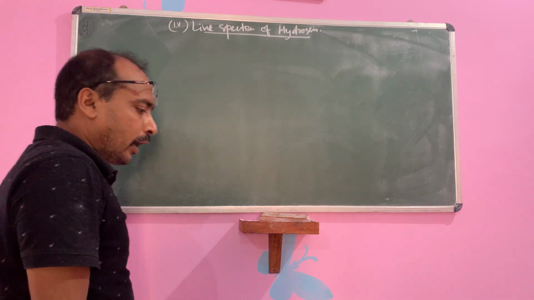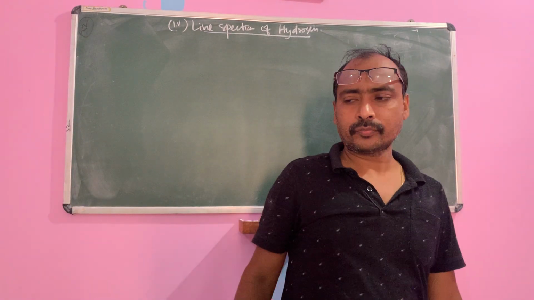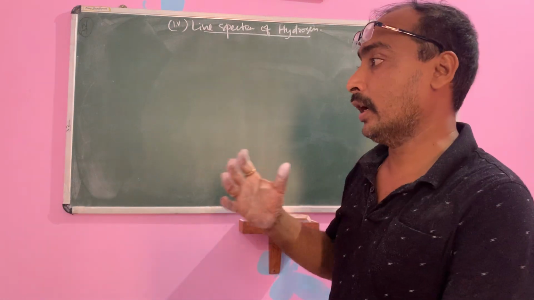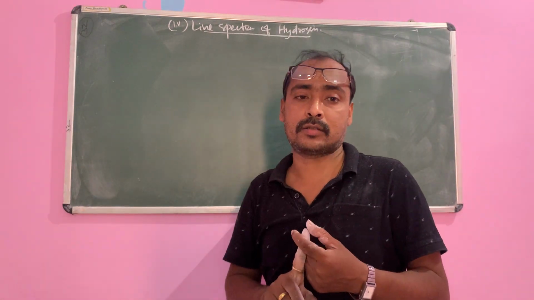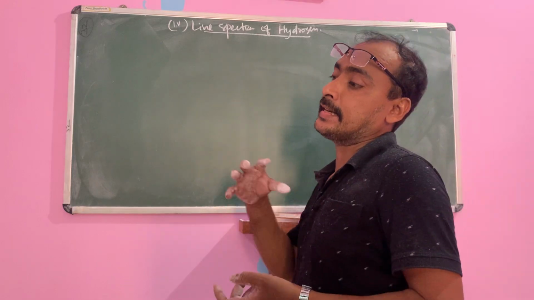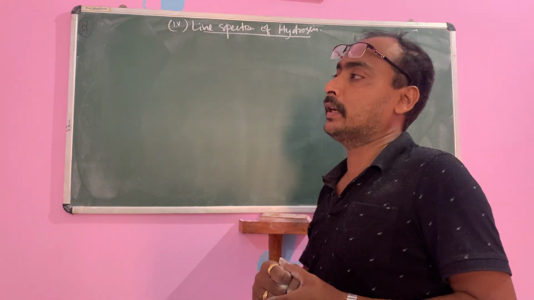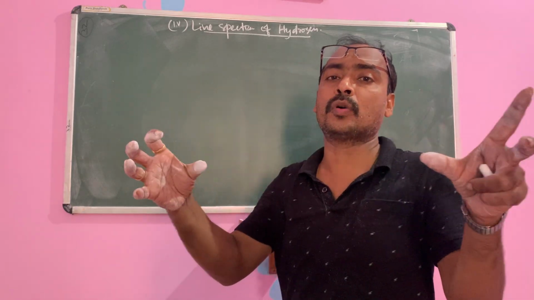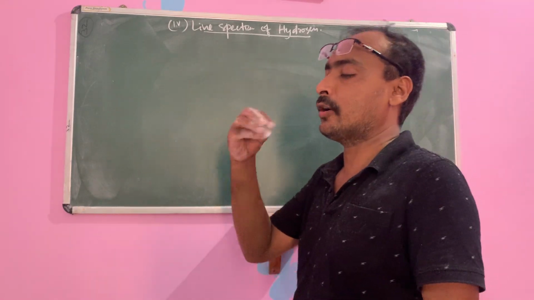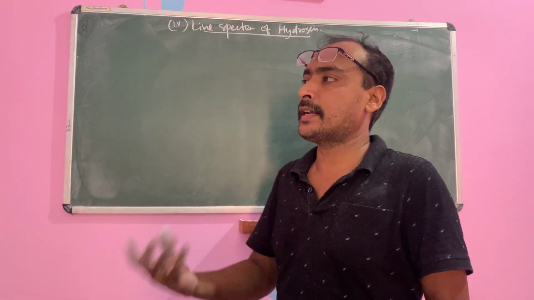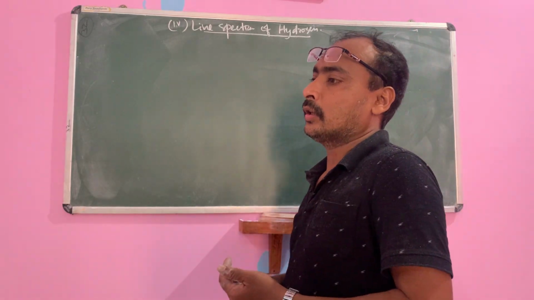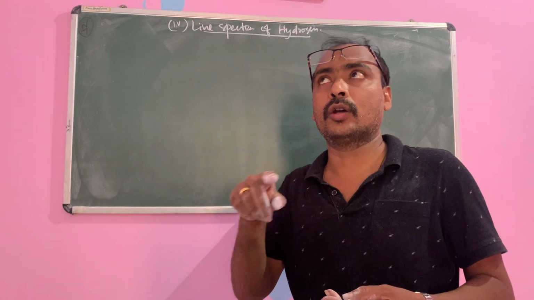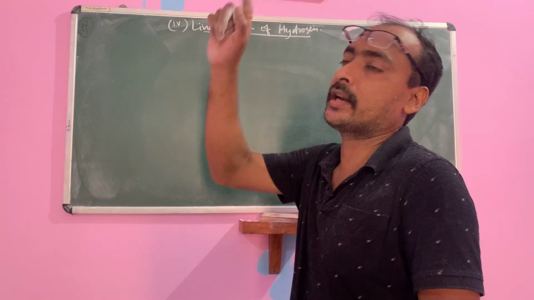How do we get the hydrogen atom? When H2 gas is electrically discharged, that is, when a high amount of heat energy is given to H2 gas, it decomposes to form hydrogen atoms. The hydrogen atom gets excited. Excited means the electron of that atom goes from a lower energy level to a higher energy level.